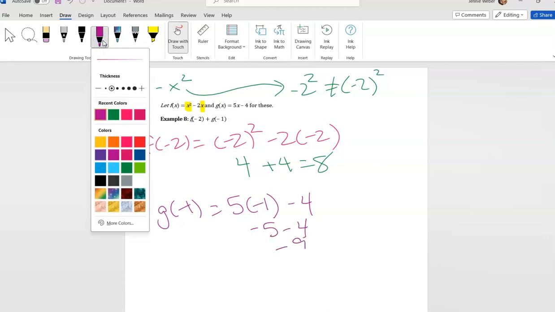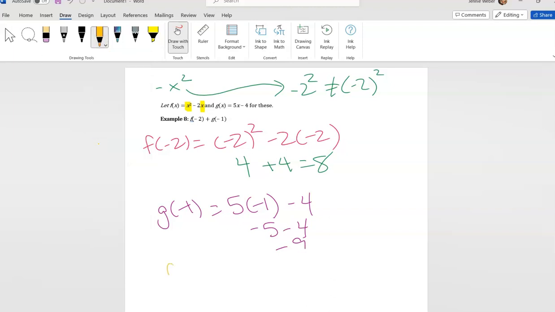Then I come back up to my equation. So I have negative f of negative 2 plus g of negative 1. So f of negative 2 is 8, right? This came from this. And then plus this answer I just got here, negative 9. So the entire solution is negative 1. Now you could have certainly put this all in and done it at once, and on simple ones like this, it probably is easy enough to do it that way.